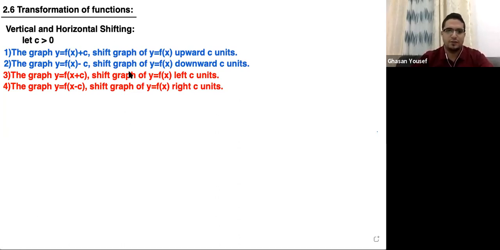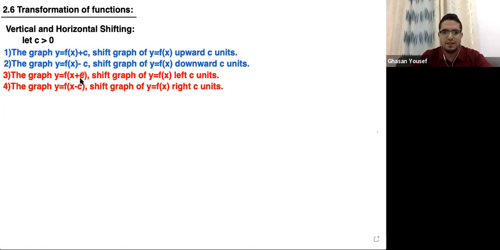This is like a review here. If c is a positive number, then for the graph of y equals f of x plus c, we shift the original function f of x upward c units. C units depends on the number here. If it's 5, we shift the original function upward 5 units. If c is a negative number, for example -2, we shift the function y equals f of x downward c units. If it's positive, we shift it up. If it's negative, we shift it down.